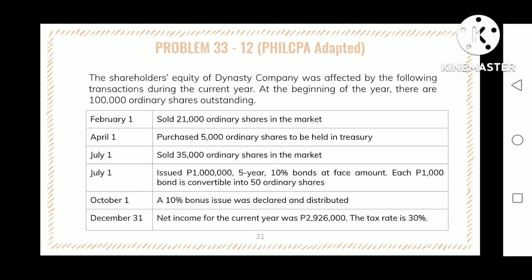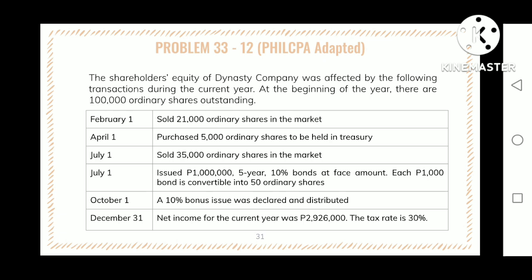Now let's move on to the next problem, problem 12. The shareholders' equity of Dynasty Company was affected by the following transactions during the current year. At the beginning of the year, there are 1,000 ordinary shares outstanding. On February 1, the company sold 21,000 ordinary shares in the market. On April 1, it purchased 5,000 ordinary shares to be held in treasury. On July 1, sold 35,000 ordinary shares in the market. On July 1, it also issued 1 million pesos, 5-year 10% bonds at face amount.